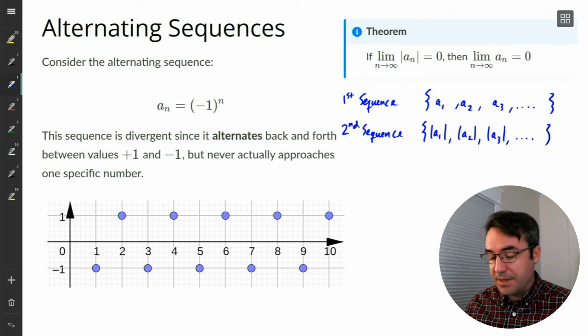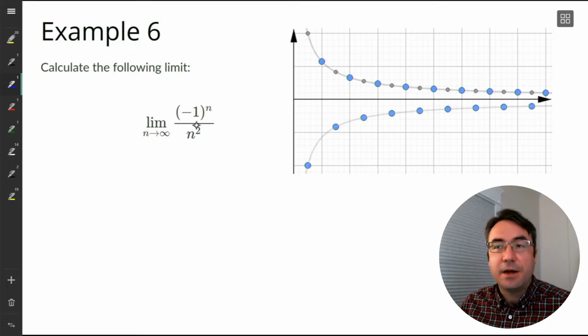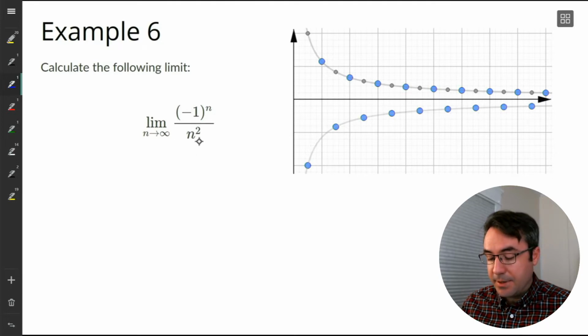And that's what we're going to see in example 6. So in example 6, we're going to do the limit as n goes to infinity of the sequence -1 raised to the power n over n squared. And we're going to calculate this limit. And when we look at this thing, it might be helpful to separate it out a little bit.